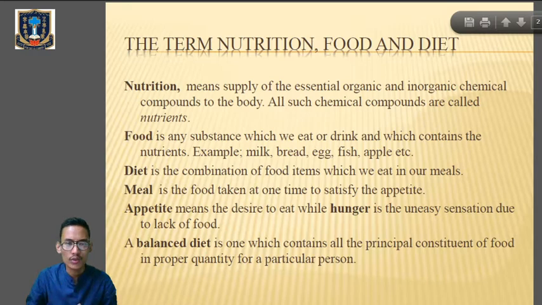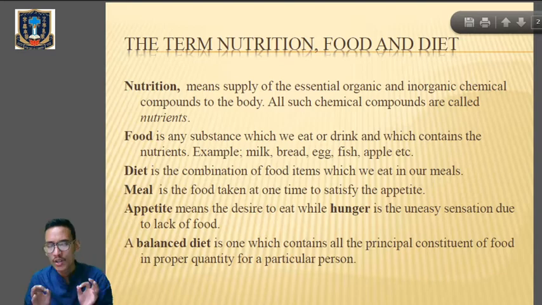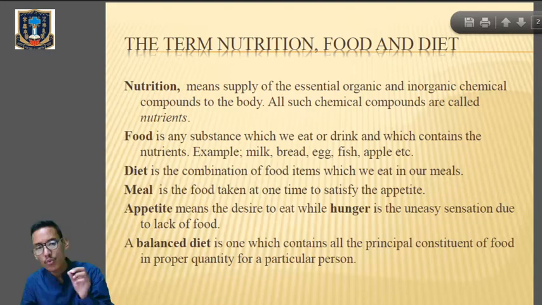Diet means the combination of the food items which we eat or drink in our meal. And what is meal? The process where we take food in order to satisfy the appetite. And what is appetite? The desire to eat when we are feeling hungry, due to lack of food. And what is balanced diet? It is the one which contains all the essential constituents of the food in proper quality and quantity for a particular person. So balanced diet is very important.